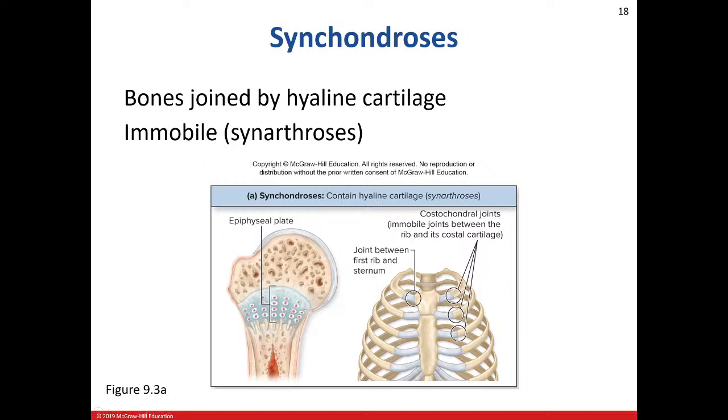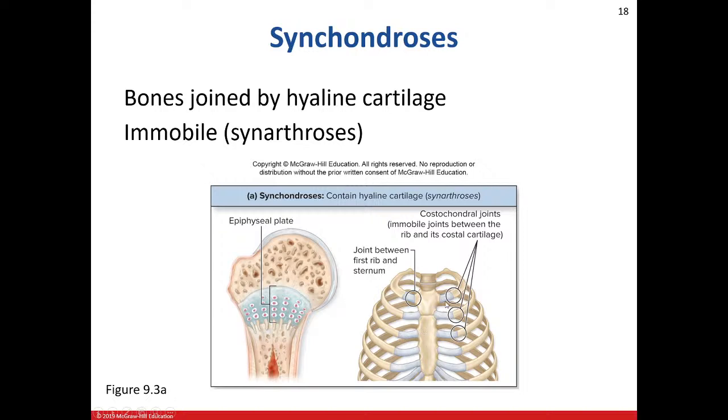It's also a synchondrosis because it's made with cartilage, specifically with hyaline cartilage. And then you also have the costal cartilages, which attach the costal bones or ribs to the sternum, either directly or indirectly. We should say that.